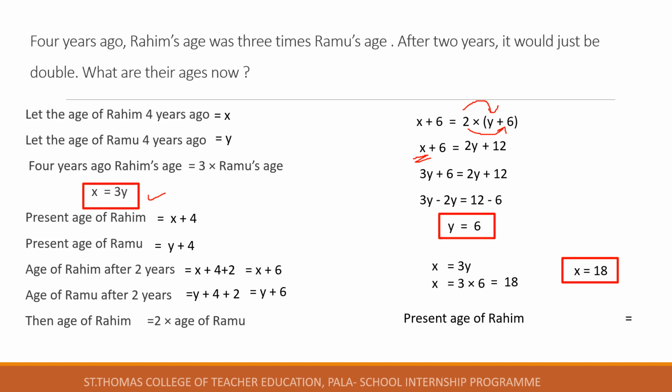Age of Rahim is x plus 4, and that is 18 plus 4, and that is 22 years. Again, age of Ramu is y plus 4, and that is 6 plus 4, and that is 10, isn't it? So the age of Rahim is 22 years and Ramu is 10 years.